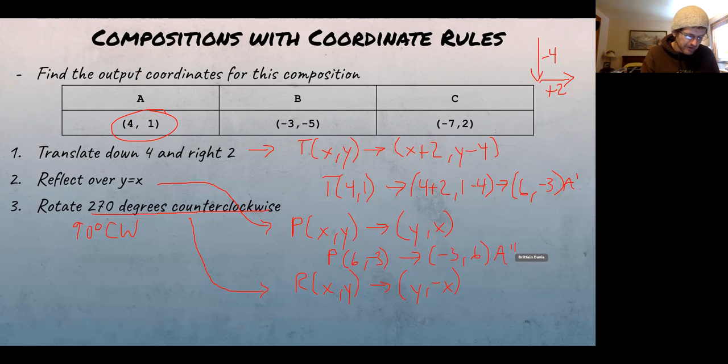And I'm going to take that and plug it into the next one. So this is going to be R of negative 3, 6. And this is telling me to flip my coordinates again. Notice I go from xy to yx. And if you forget, you're plugging this negative 3 in for x right here, and the 6 is getting plugged in for y. So 6 comes up to the front, and it's going to be negative 3, which becomes 6, 3. And that's A triple prime. This is your actual final answer.